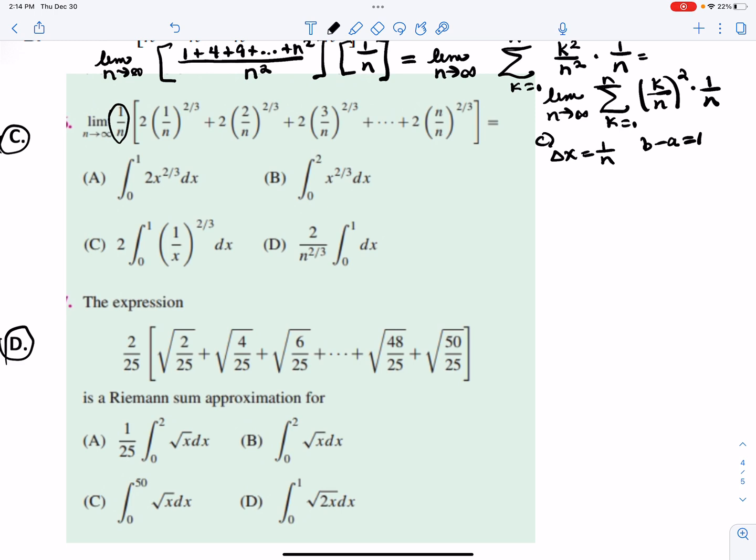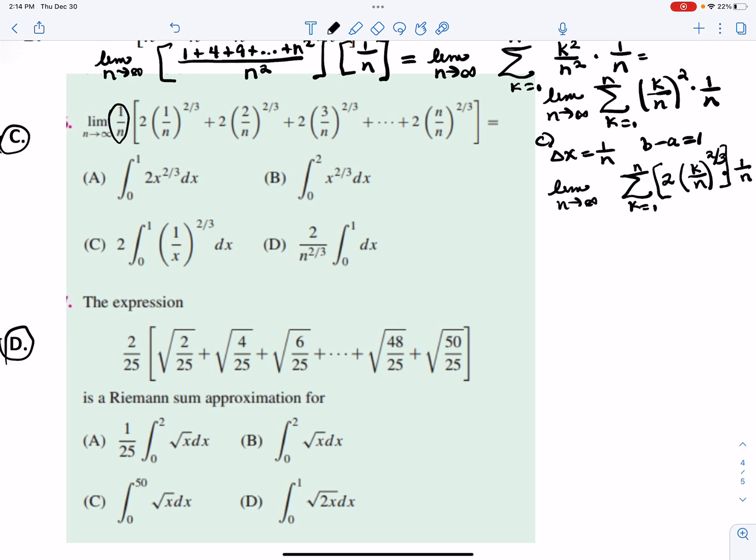And we could rewrite this as the limit as n increases without bound of the summation from k equals 1 to n of things that look like 2 times (k over n) to the 2/3 times 1 over n, right? Because that's what we're summing up.